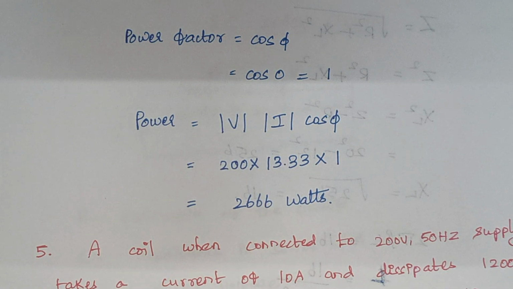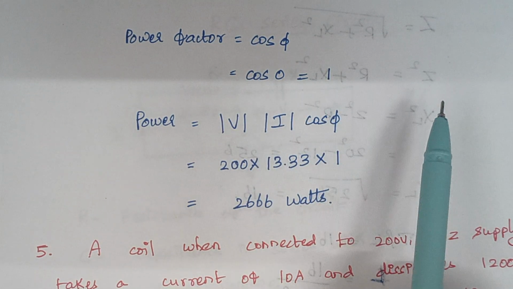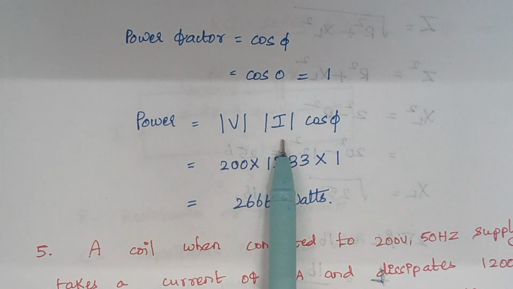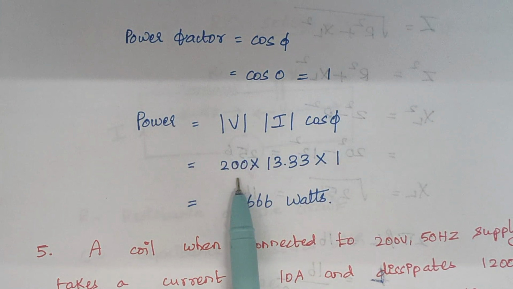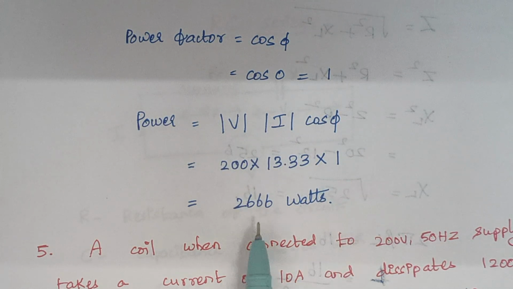The next thing is calculating the power factor. It is given by cos phi. Since phi is 0, the power factor value is 1. And the next thing is to find power. Power is given by again VI cos phi. In this case, V is directly given and we have calculated I and cos phi, so just substitute them here. The final answer is calculated as 2,666 watts.